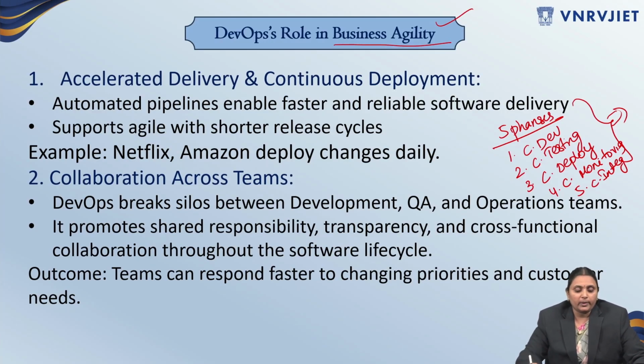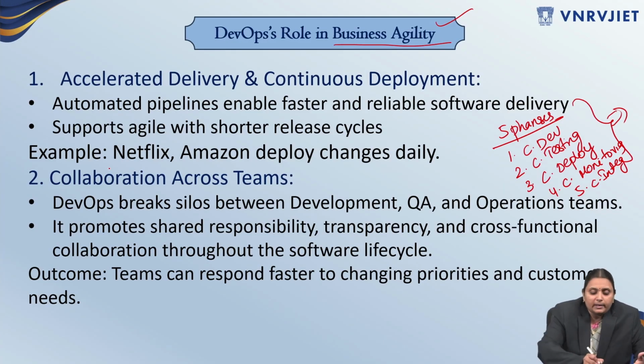The first point I want to tell you is accelerated delivery and continuous deployment. What do I mean by that? By using DevOps, we use automated pipelines that enable faster software delivery, and it supports agile with shorter release cycles. For example, I can consider the Netflix example. Every day we collect feedback from the customer, and new videos are uploaded to Netflix. That is why Netflix updates new movies every week.